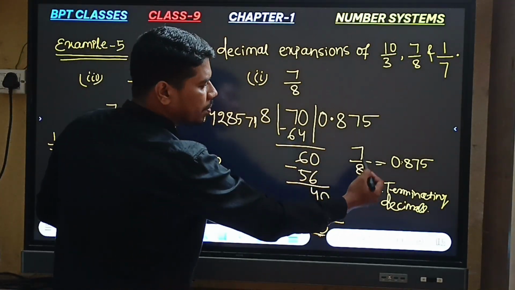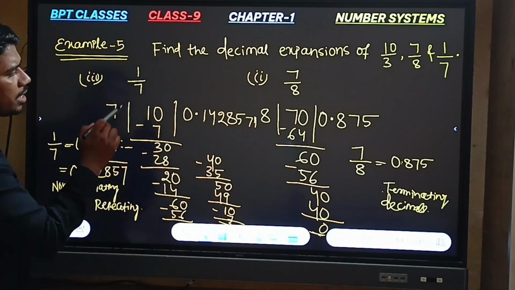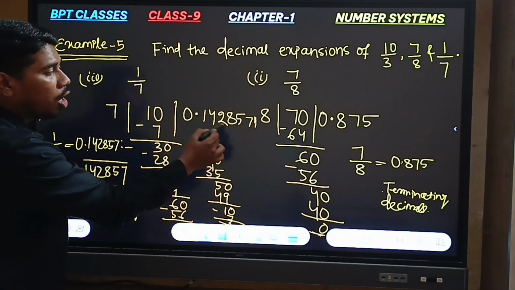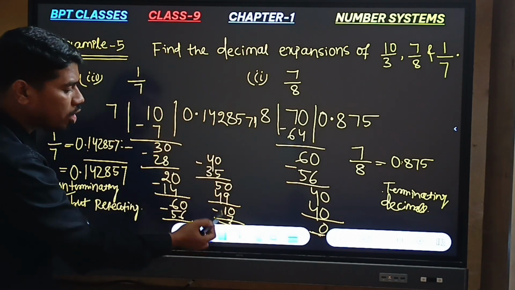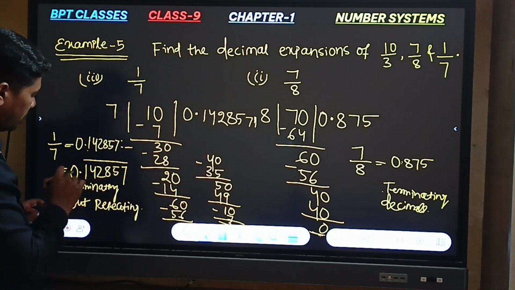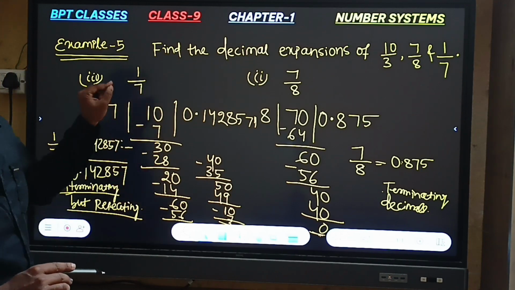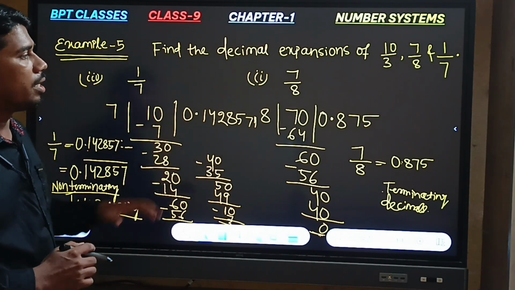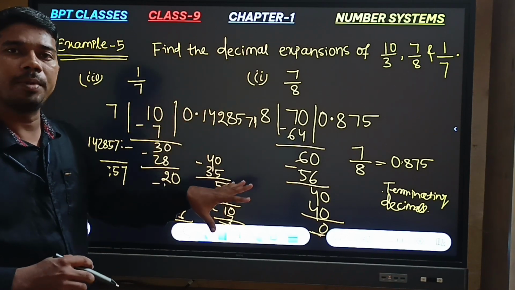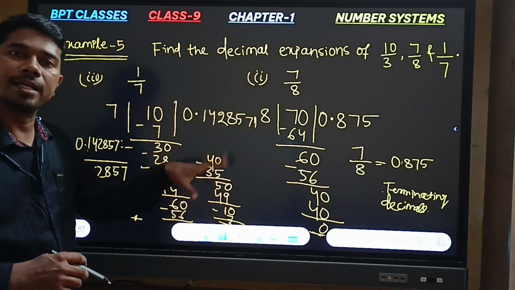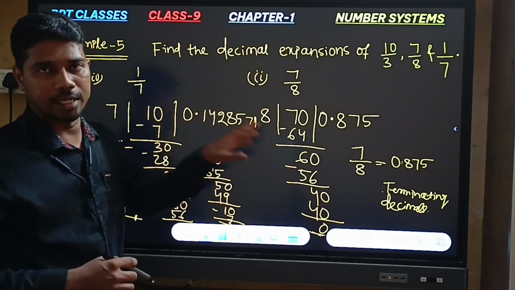That value is 7 by 8 equal to 0.875, a terminating decimal. Here it is non-terminating. Why non-terminating? Because it is repeating. The remainder does not become 0. But here it is non-terminating but repeating. That is also a property of a rational number. So a rational number may be terminating, or if it is not terminating but repeating, then it is said to be a rational number. Okay? Next, example 6 we will discuss.